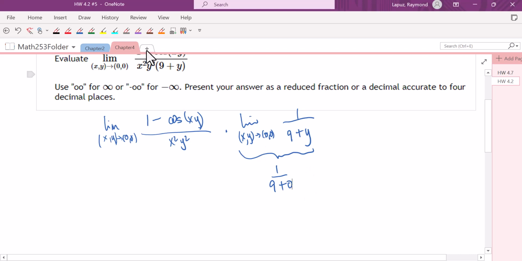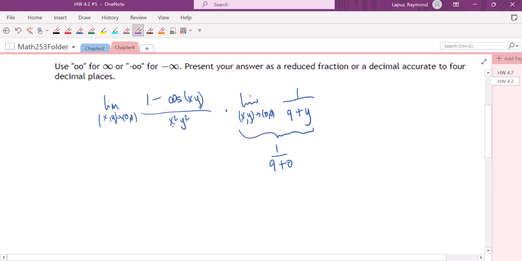All right. Now this other one looks like if we put 0, 0 in, we're going to get the cosine of 0 times 0, so that's going to be 1, and then the denominator would be zeros. Now, one thing that looks kind of suspicious, in a good way, is that we can rewrite this as the limit as (x,y) approaches (0,0) of 1 minus cosine of xy divided by (xy) quantity squared.